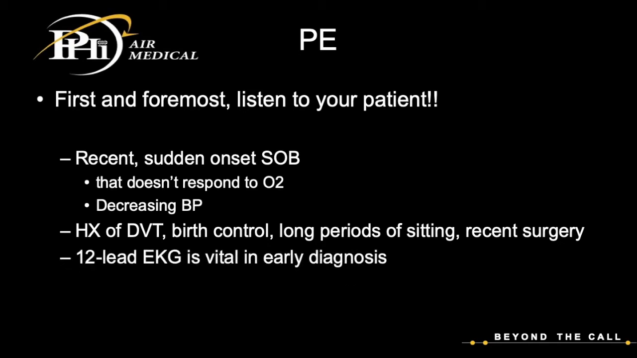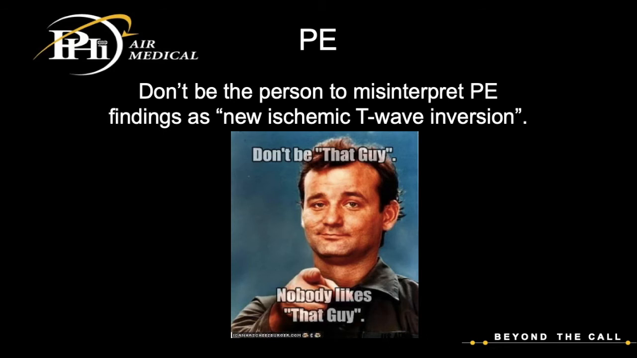A 12 lead EKG is extremely vital in the early diagnosis, because the one thing we do not want to do is be the person who misinterprets this as just some random T wave inversion. We want to be the person who recognizes this as a PE. So don't be that guy, because nobody likes that guy.